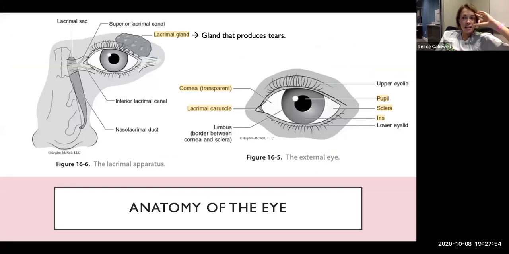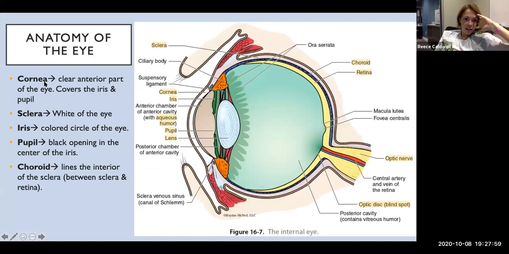Lastly, we're gonna look at the eye. So let's get into the eye and then we will finish up. I'll tell you which ones I want you to know. The cornea is not one of them. The cornea is the clear anterior part of the eye that covers the iris and the pupil. You don't need to know that. It's just like this clear flap right here.